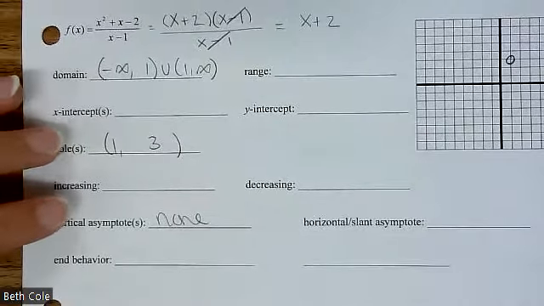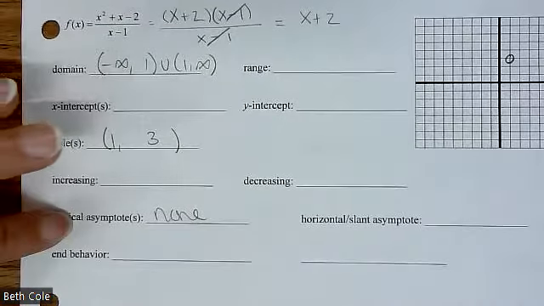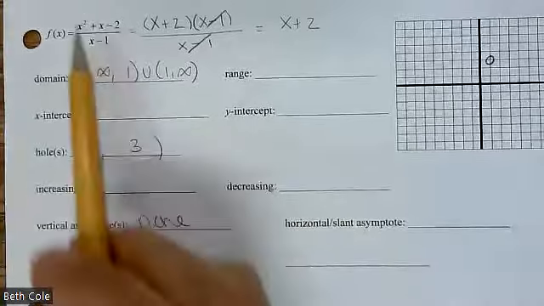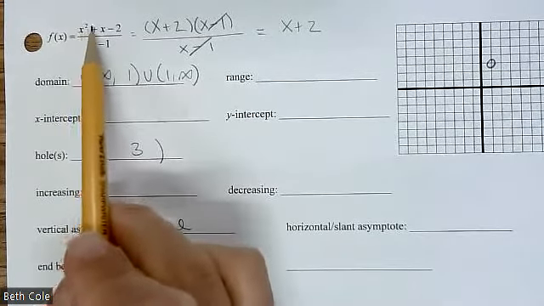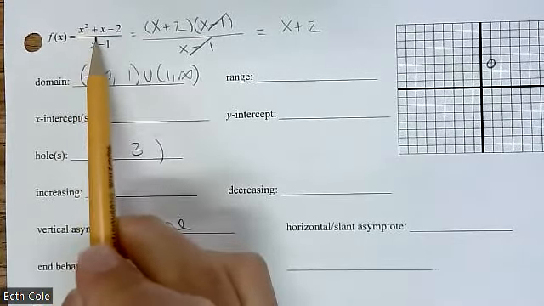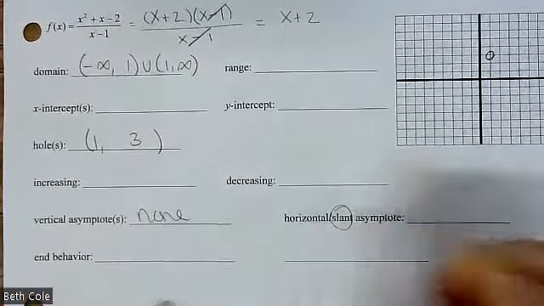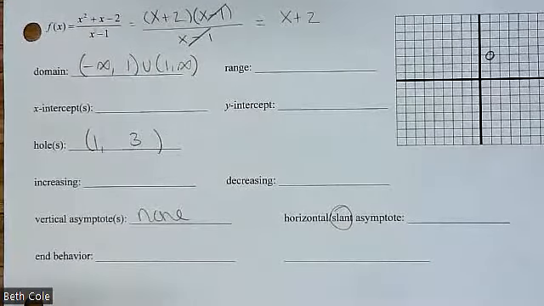Where did I suggest you go next, after you do those 3 things? Yeah, we're going to do the other asymptote. Compare the powers. What's this power? 2. This one is 1. This is greater, so it is slant. We're going to do our synthetic division.